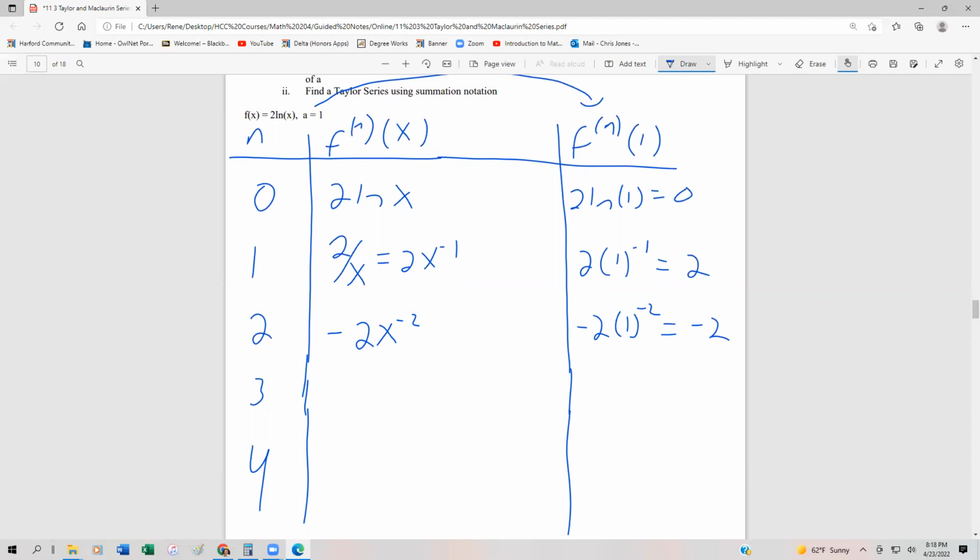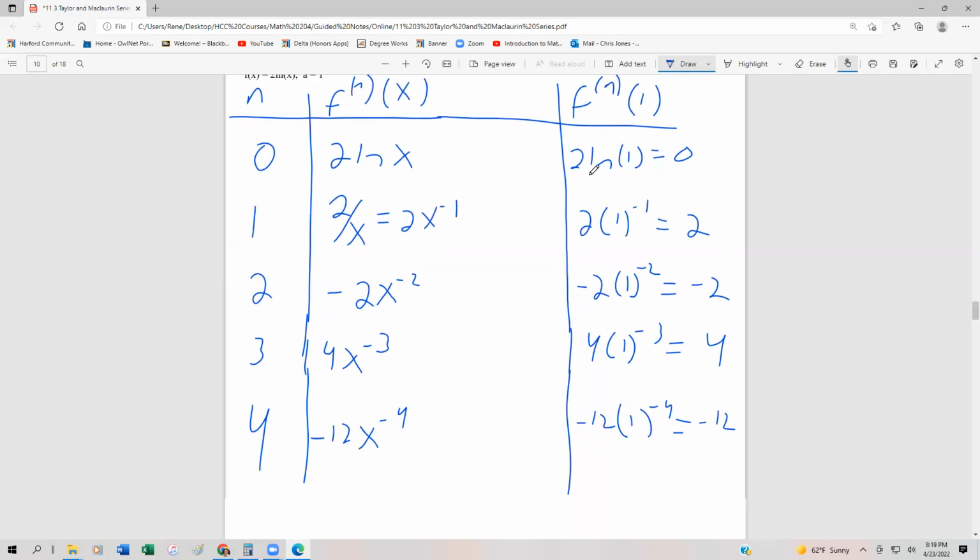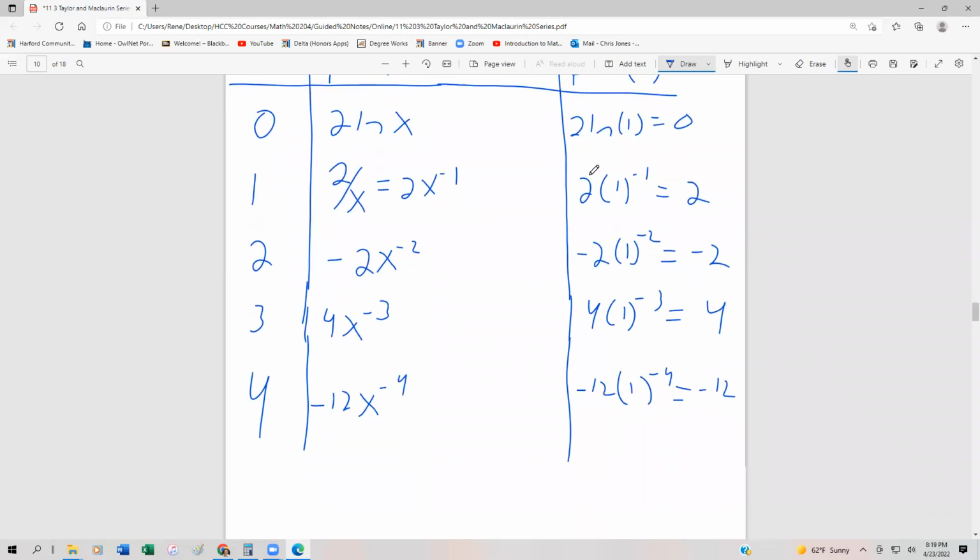For the next one, we're going to have positive 4, and that's going to be x to the minus 3. All right, and then in other words, that's going to simplify into 4 times 1 to the minus 3, which is going to be equal to 4. And then finally, for the last one that we have, this is going to be negative 12 x to the minus 4. And this is going to be negative 12 times 1 to the minus 4th, which is going to be negative 12.